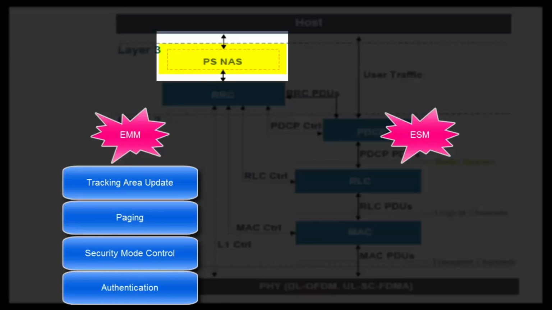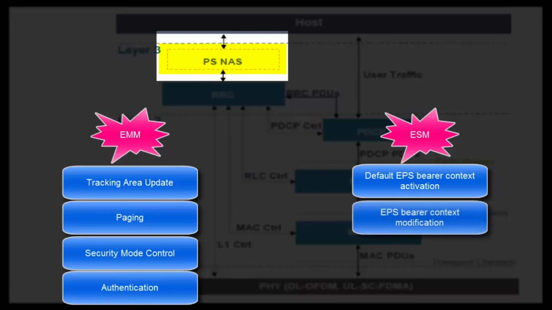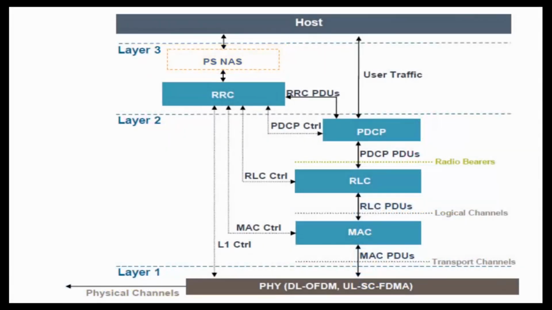The ESM layer takes care of bearer related scenarios such as default EPS bearer context activation, EPS bearer context modification, PDN connectivity procedures, PDN disconnect procedure, etc. So this was all about the protocol stack in LTE for the air interface. In the next video, we will talk about a few other scenarios such as RRC connection and handover.